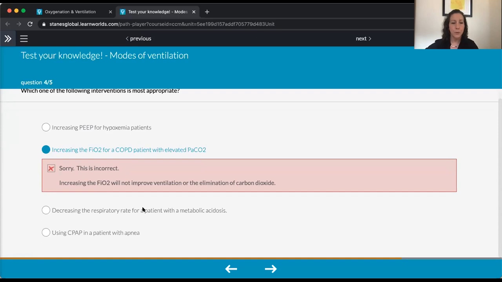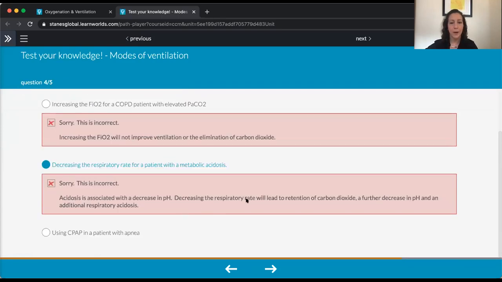Decreasing respiratory rates for patients with metabolic acidosis. We talked a little bit about acidosis and base excess. Acidosis is associated with a lower pH, or a decrease in pH. If you decrease the respiratory rate, carbon dioxide goes up. That makes your pH go down even further, resulting in a worse respiratory acidosis. So this is absolutely incorrect.